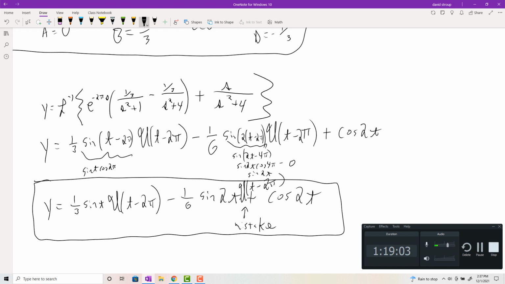Anyways, you just make triple sure that's correct, because I got the cosine 2t. It's 1/6 (t minus 2 pi) sine 2t, and then the 1/3 sine t. Okay, so now it's right.